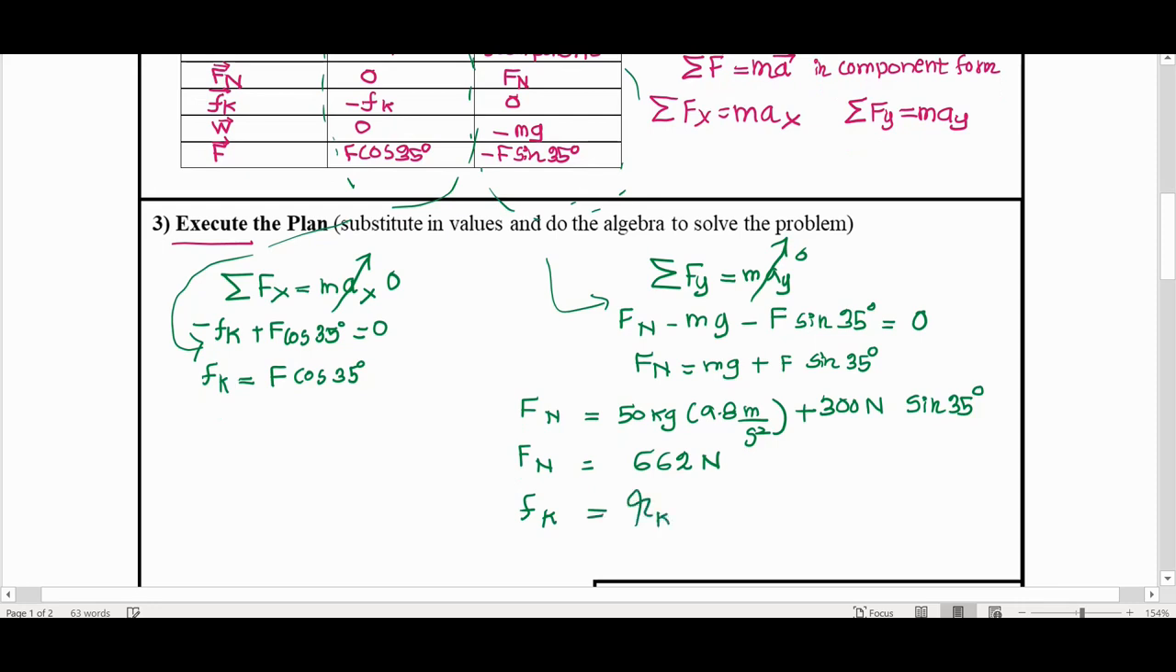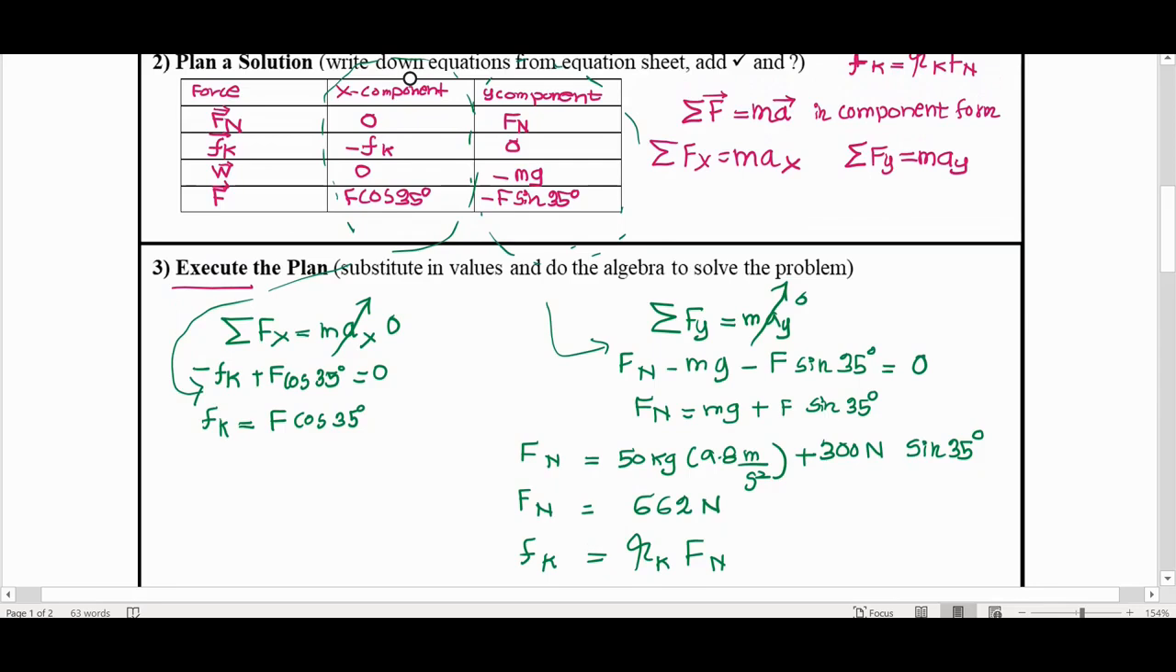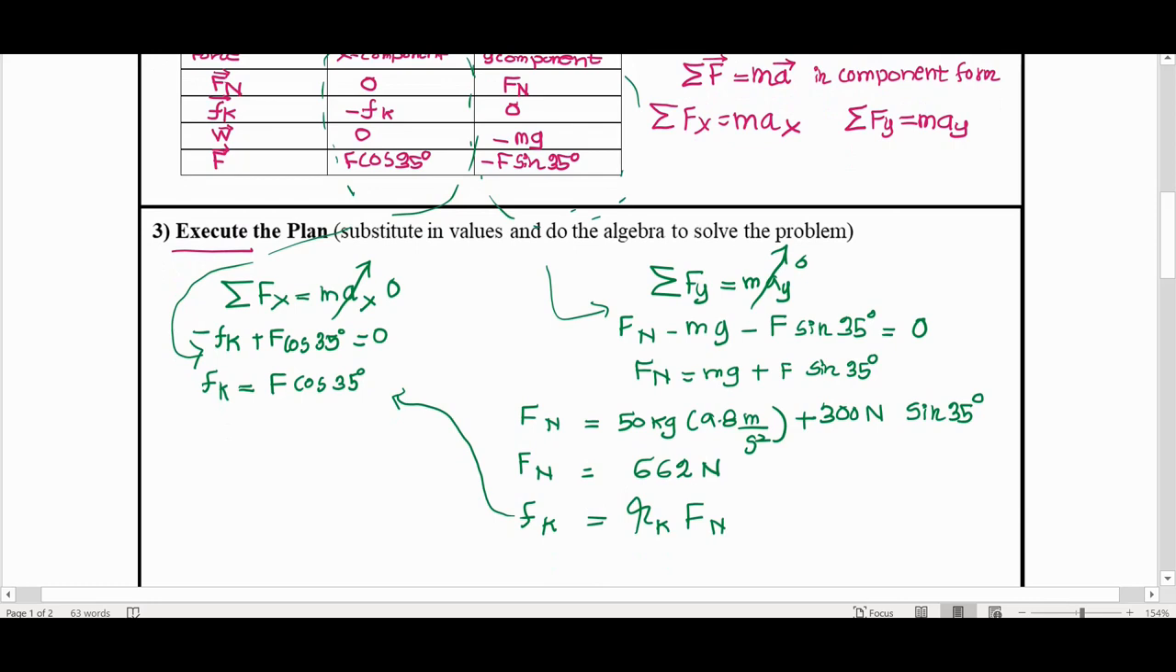And we know that normal force times the coefficient of kinetic friction is equal to kinetic friction acting on the crate. And the coefficient of kinetic friction is an unknown, so that's what we are trying to calculate here. And I'm going to use this equation for the kinetic friction.